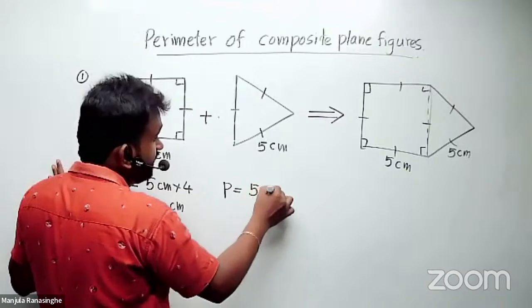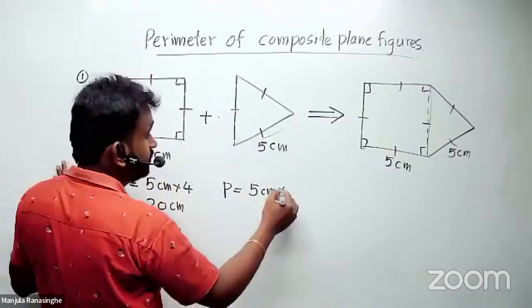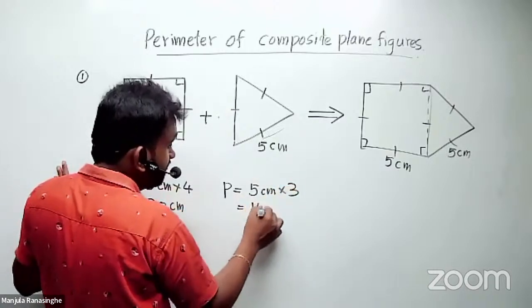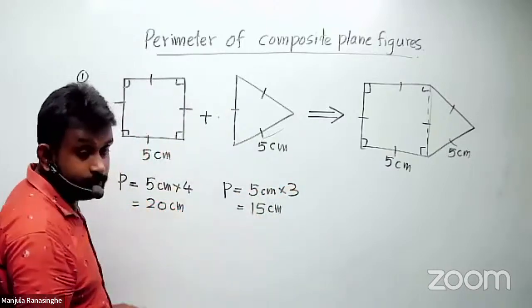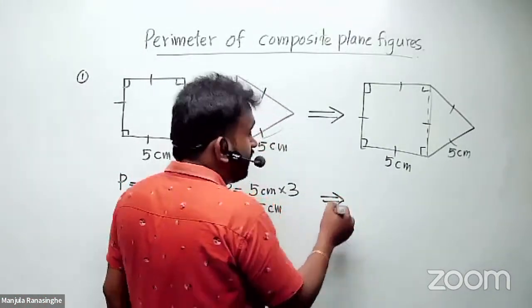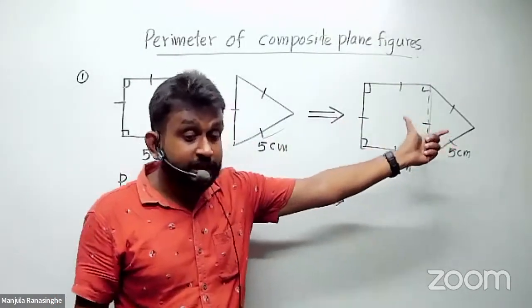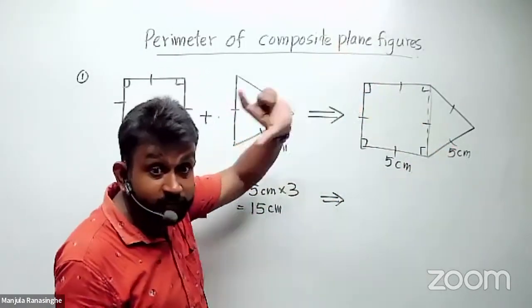Then I find the perimeter of this equilateral triangle individually. What is the answer? 5 into how many sides? 3 sides. Then the answer is 15 centimeter. Now I check the perimeter of this composite plane figure. So how do we find the perimeter of this plane figure?